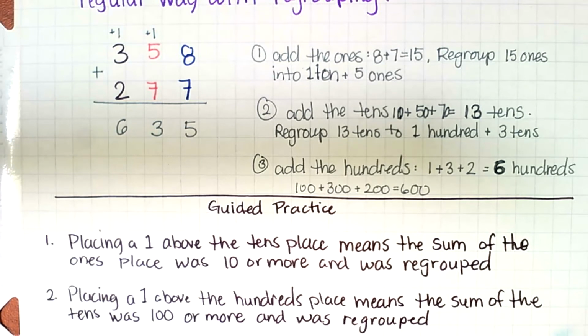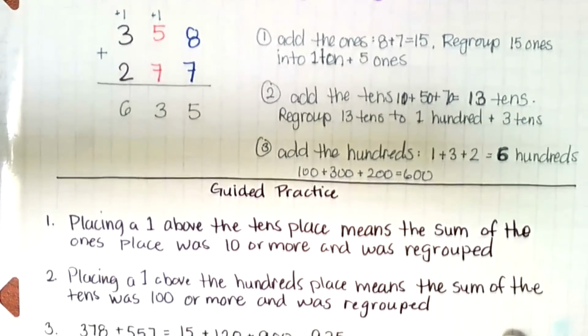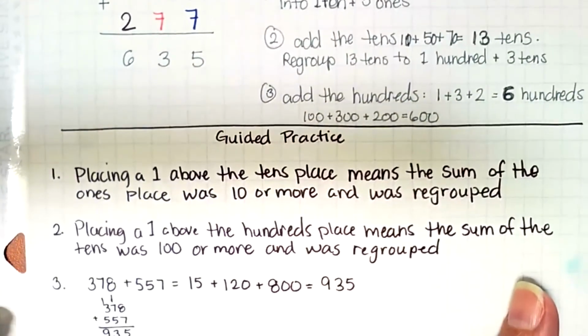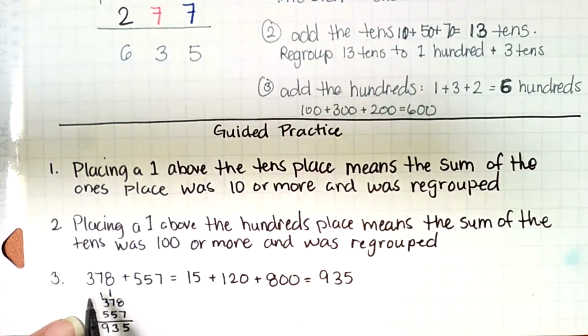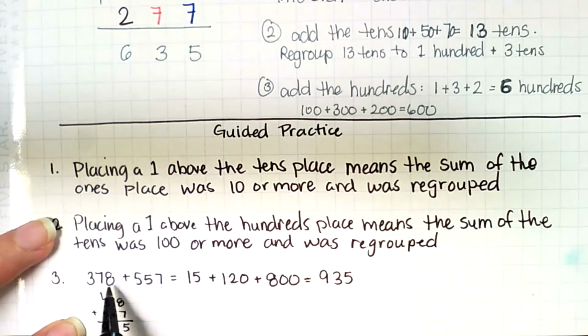Number 3 says find using partial sums. So I did this for you guys. 378 plus 557. I added the ones place, 7 and 8 was 15. I added the tens place, 50 plus 70 was 120. And I added the hundreds place, 500 plus 300 is 800. When I put all those together, I got 935.